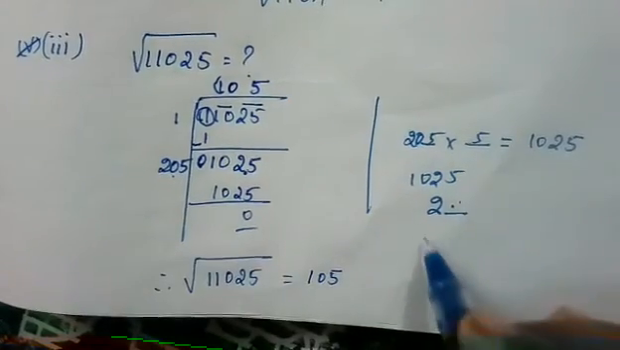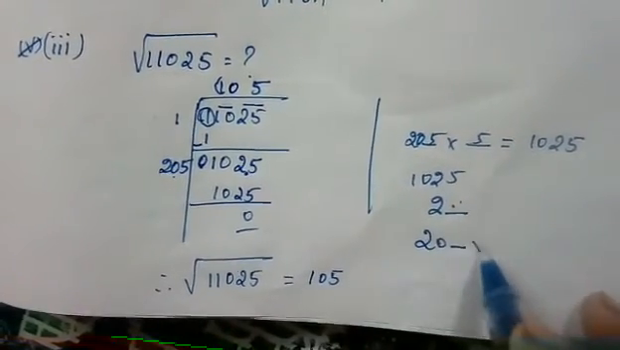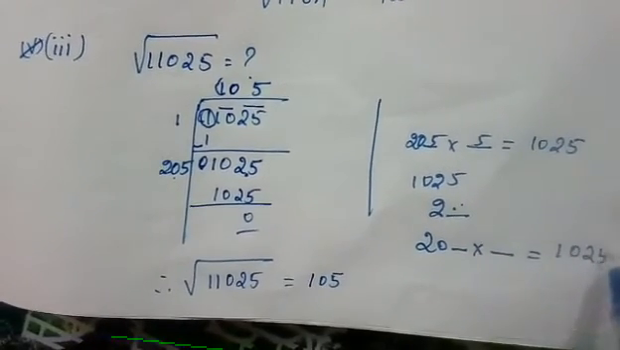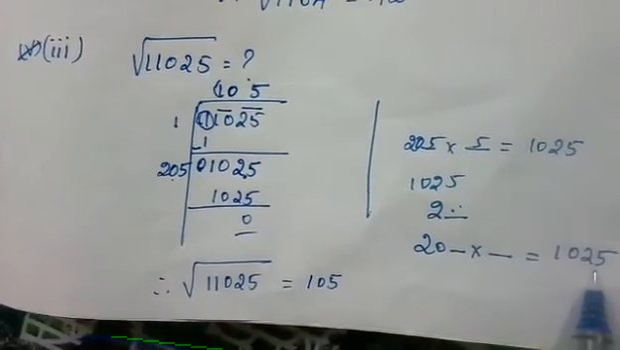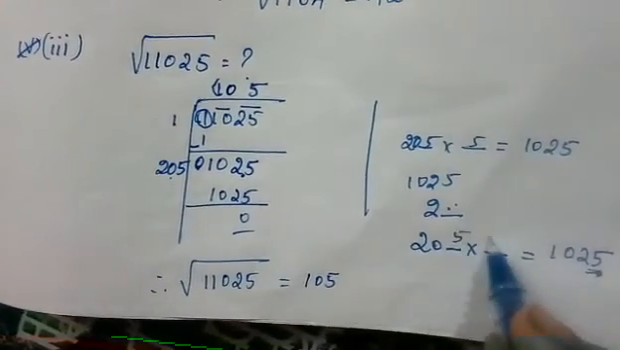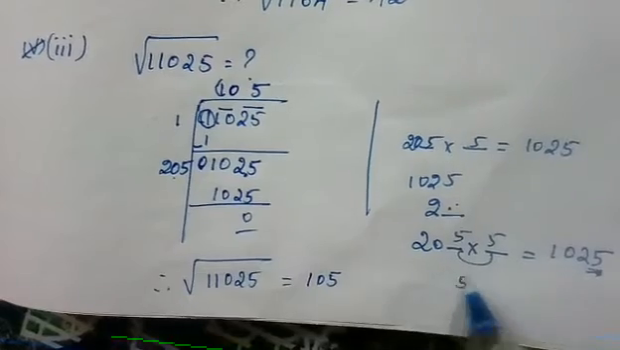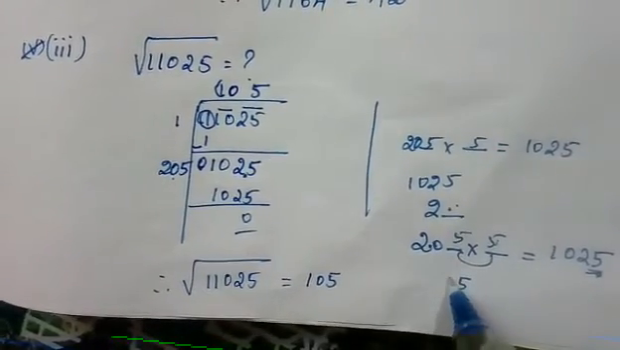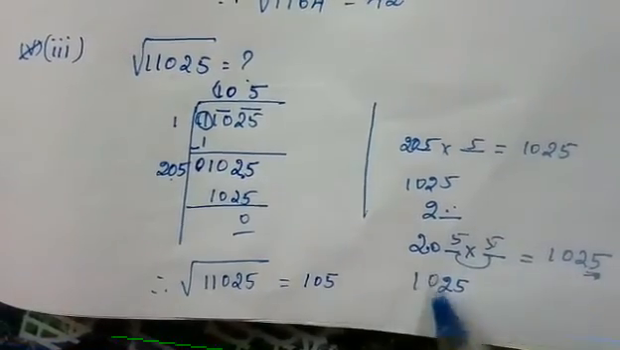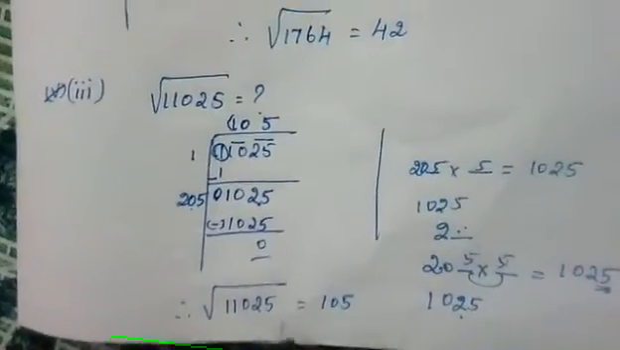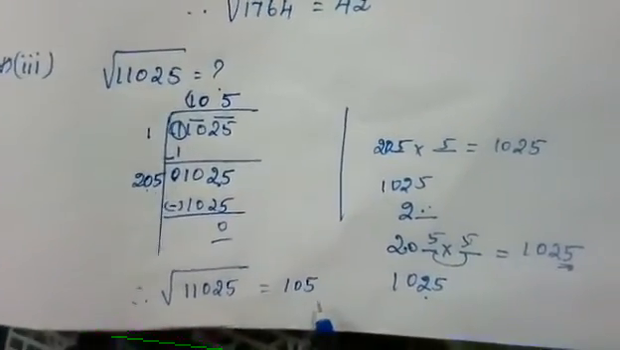Now you have to check this 20 along with some digit, you have to get 1025. Ending with 5 means you know which square number is possible, that is 5. Now we have to check 5. 5 5s are 25. Balance 2. 0 into 5, 0, 0 plus 2, 2. 2 5s are 10, 1025. Now you have to subtract these two, it is 0. So square root of 11025 equals 105.